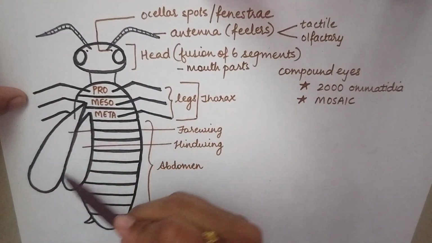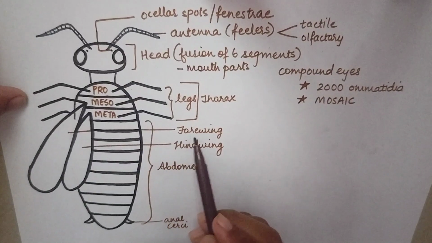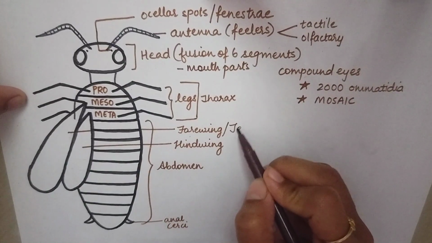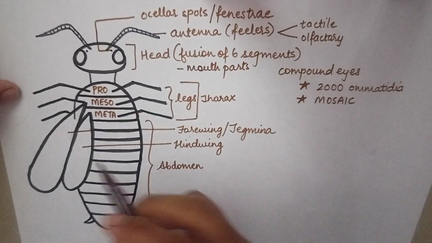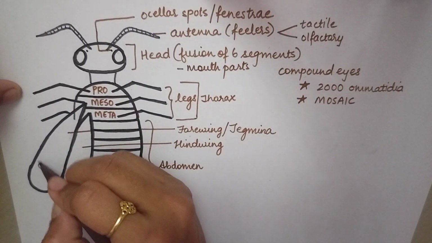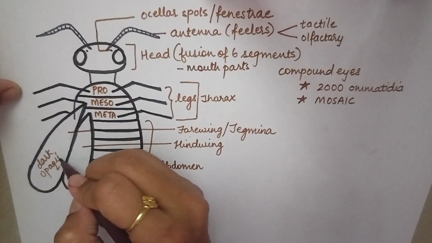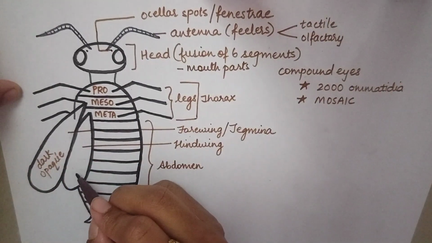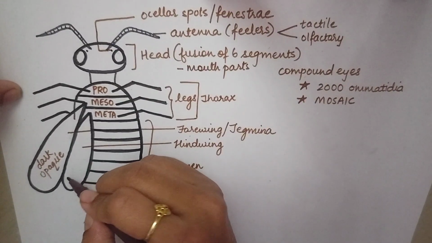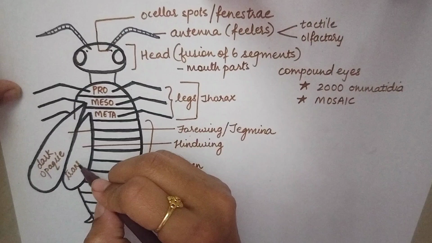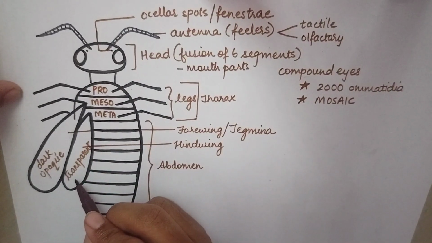Now the first wing is the forewing of the cockroach. It is also called tegmina. This wing is dark and opaque. Now the hind wing of the cockroach is transparent. The first one is the dark one, the second one is the transparent one.